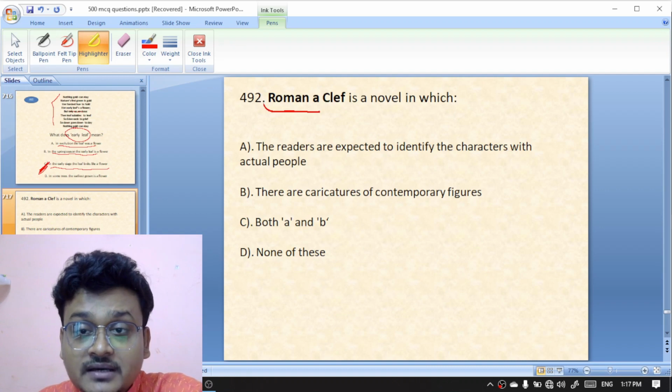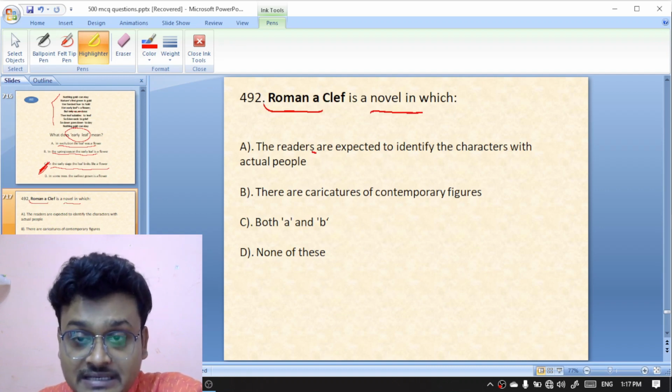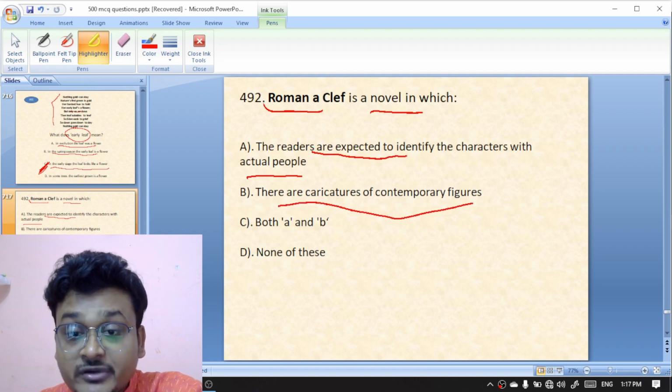Roman à clef is a novel in which the readers are expected to identify the characters with actual people. There are caricatures of contemporary figures. So here both A and B are the right answer.